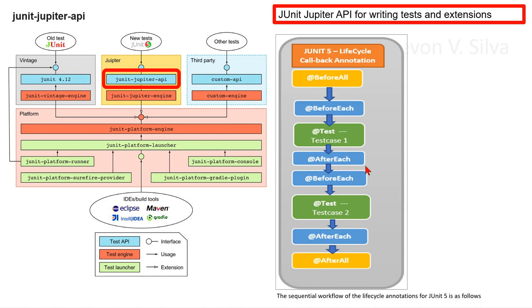Annotation interface AfterEach. @AfterEach is used to signal that the annotated method should be executed after each @Test, @RepeatedTest, @ParameterizedTest, @TestFactory and @TestTemplate method in the current test class. Annotation interface AfterAll. @AfterAll is used to signal that the annotated method should be executed after all tests in the current test class.